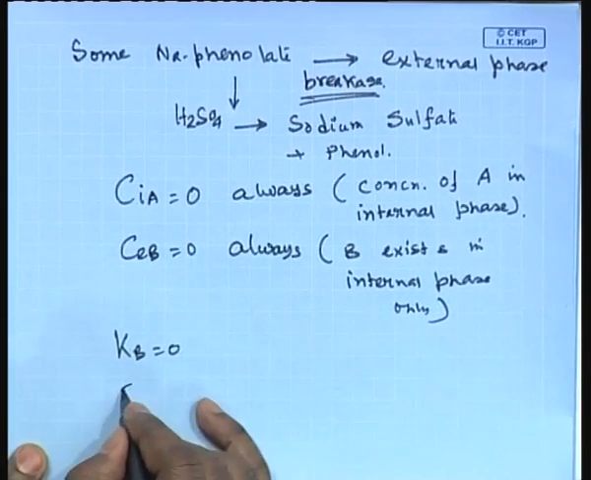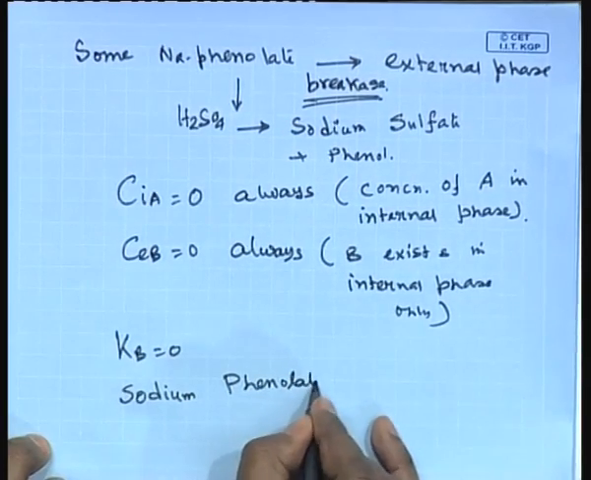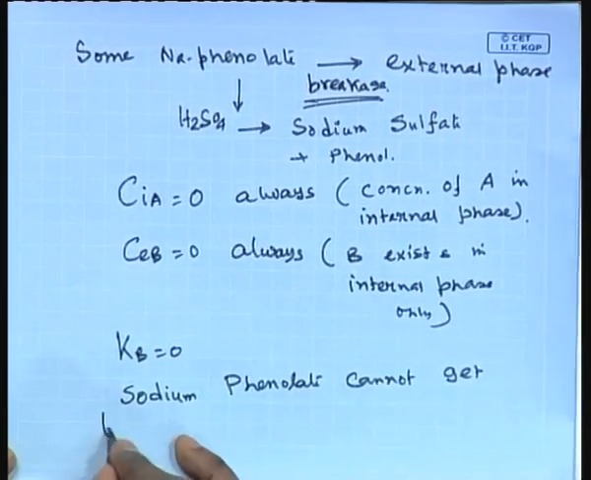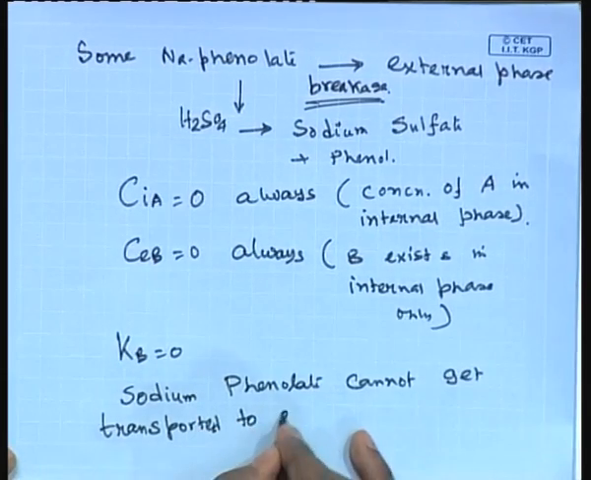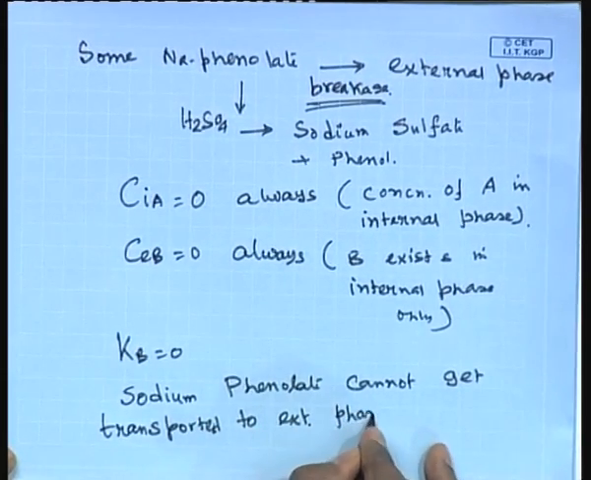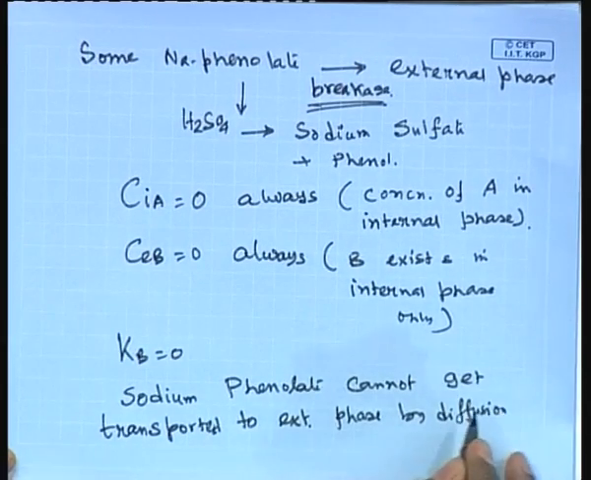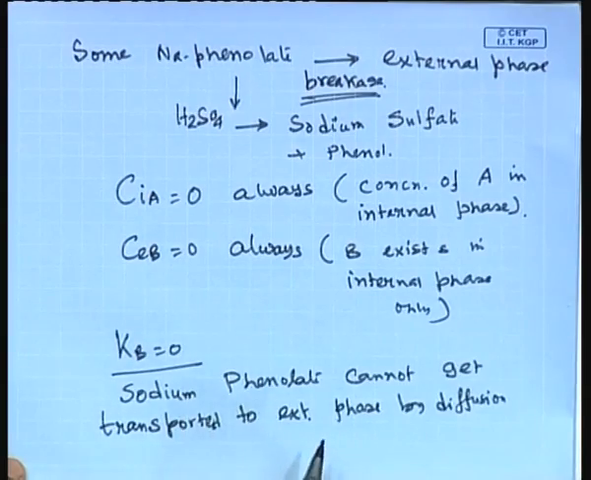That means sodium phenolate, which is B, cannot get transported to the external phase by diffusion. Because sodium phenolate being an ionic species, it cannot diffuse through the oily phase, that is the membrane phase. So, therefore, in that case Kb will be equal to 0.